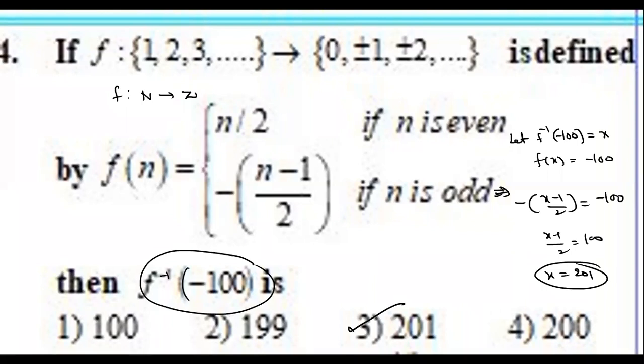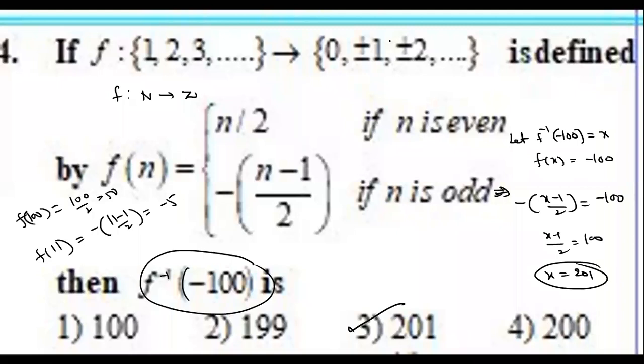f of 11. f of 100 is how much? 100 by 2, so the answer is 50. f of 11 is how much? Minus of 11 minus 1 by 2, minus 5. So observation is very important, dear students.